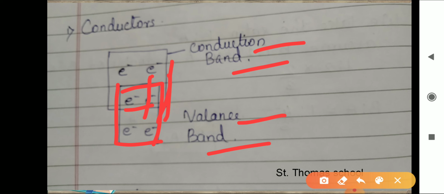What happens in a conductor? Like this valence band is there and the conduction band is there. They overlap here, right? They overlap on top of each other. Then what happens? They won't require any additional energy. When they overlap, they will not require any additional energy to go from the valence band to the conduction band. So that means it is a conductor.